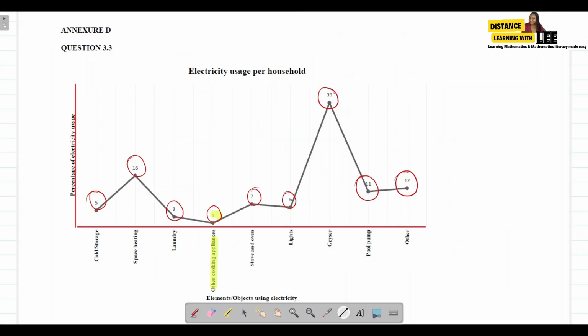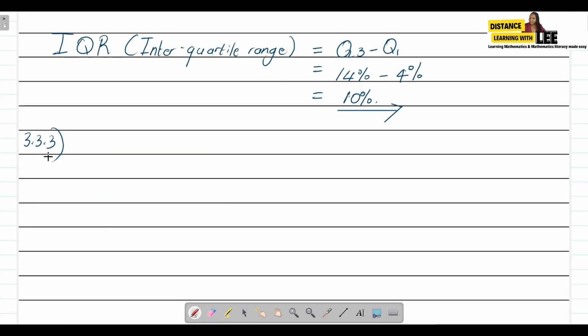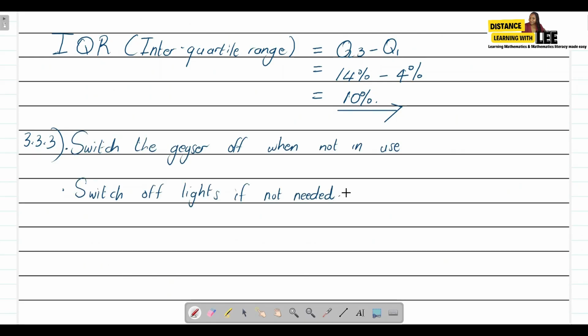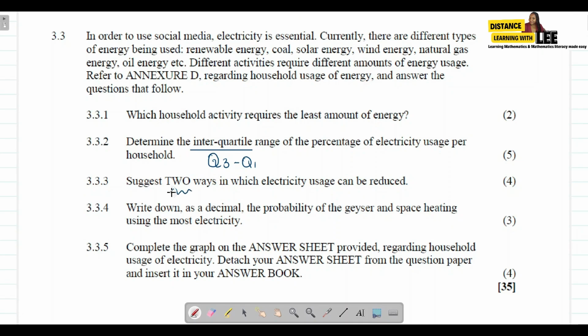So we obviously have to now use this line graph as our reference point. How can we reduce electricity in this case, right? We can basically switch off lights that are not needed. If lights are not in use, switch them off, okay? We can also switch off your geysers. If you're not using a geyser, switch it off, right? So that's just ways in which we can basically reduce electricity usage. Okay, remember they asked for two ways in which electricity usage can be reduced.